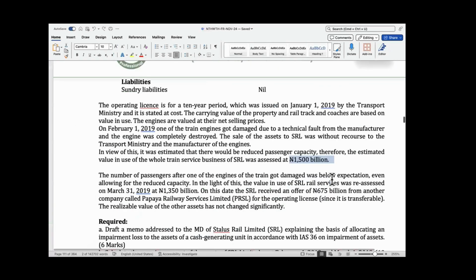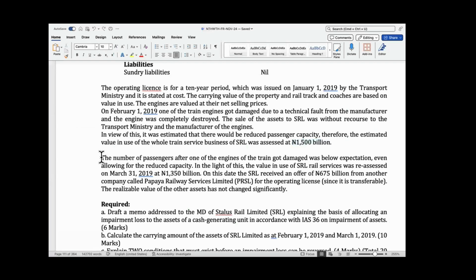Okay, next paragraph. They said that the number of passengers after one of the engines of the train got damaged was now below expectation.